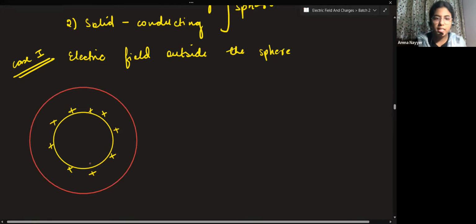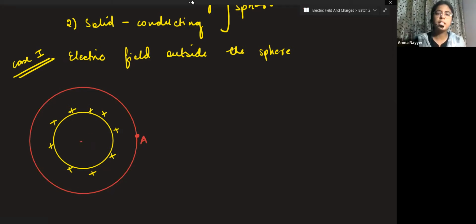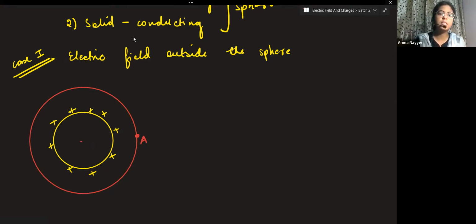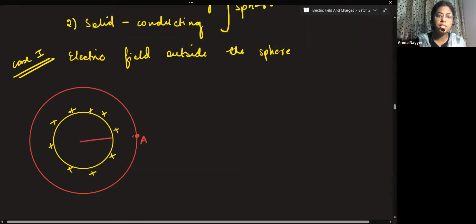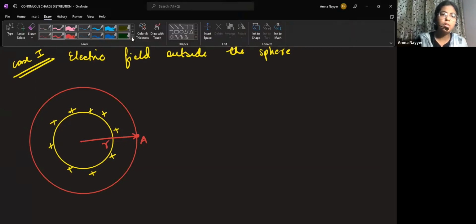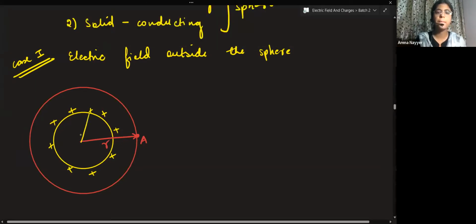Why are we taking this? Because this is our point. Let's say this point A. At point A, we have to calculate the field. This point is lying outside the sphere, so we have drawn a Gaussian surface at this point. Let's say the radius of this Gaussian surface is small r, and the radius of the sphere that we have is capital R.